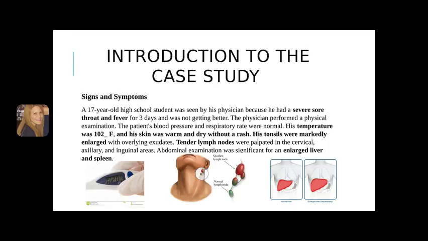Now, upon inspection of the tonsils, they were found to be enlarged and overlain with exudates, requiring further inspection. The patient reports tenderness upon palpation of the lymph nodes in the cervical, axillary, and inguinal areas. But the most concerning finding is the presence of an enlarged liver and spleen, which are related to more serious clinical complications.